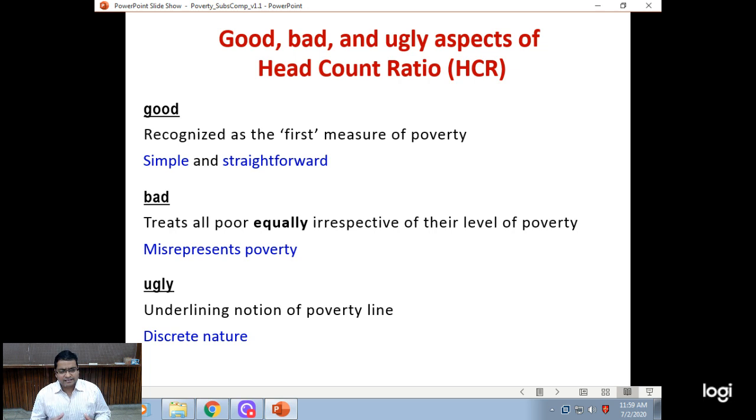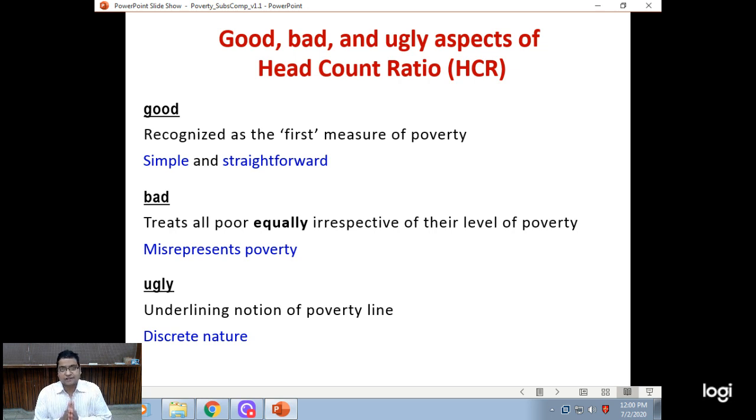But if you look at the bad part of it, once you categorize people as poor and non-poor, you are treating all the poor equally irrespective of their level of poverty. So in that sense, it has a very homogeneous approach in terms of treatment towards the poor, and in this sense it misrepresents poverty.